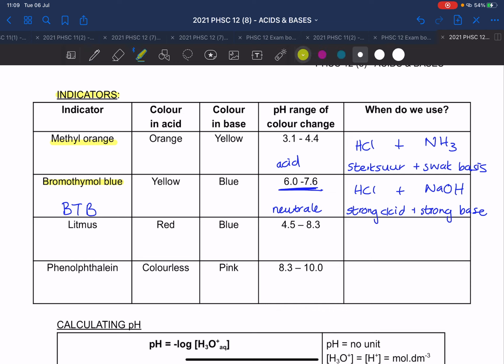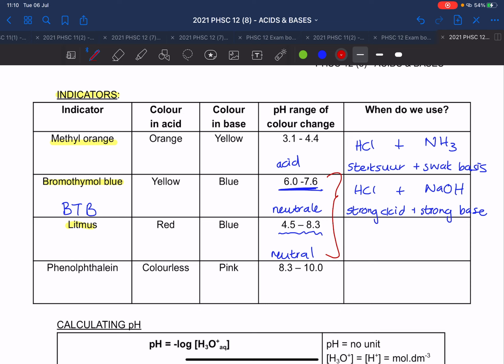If you look at litmus paper, lakmus papier. You can see the pH range is also more or less in the middle. It has a bigger range than broemtiemol blue, but it's also more in the middle. Okay? So that is also when you have a neutral solution. Okay? So both of them will work for the same thing. Hulle gaan albei vir dieselfde ding werk.